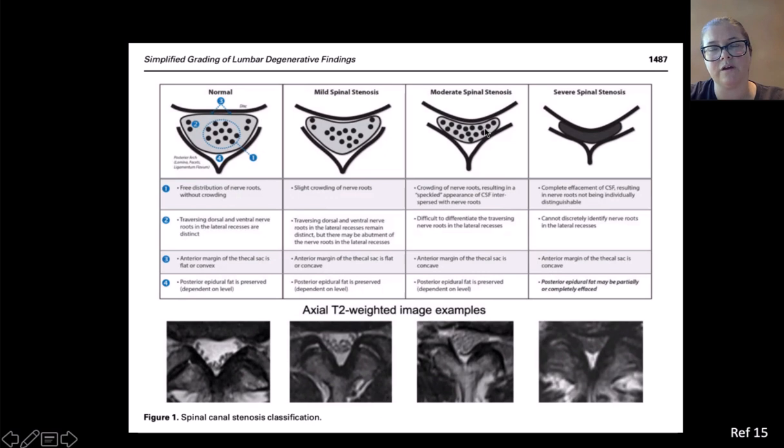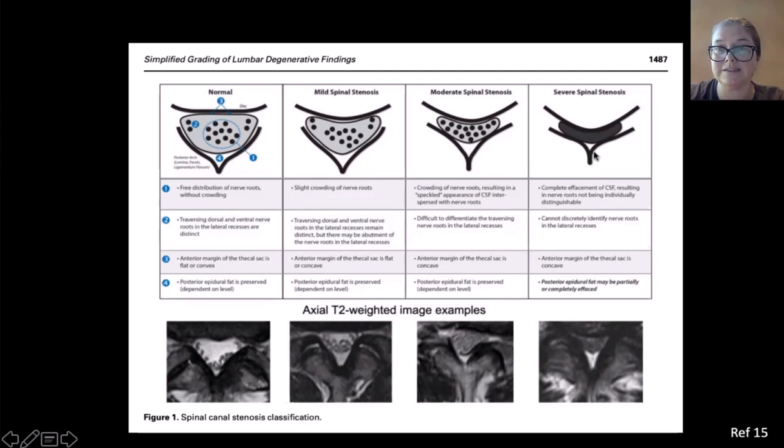But the nerve roots are crowded. They're not dispersed normally in the CSF as they were before. It's harder to see if you've got traversing nerve root. It's harder to see the dorsal from the ventral nerve root. The anterior margin, again, is concave, not just flat and not convex, certainly. And the epidural fat still is usually preserved, so moderate.